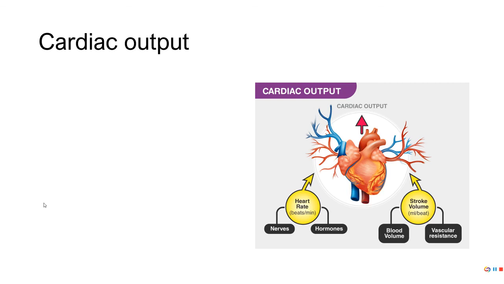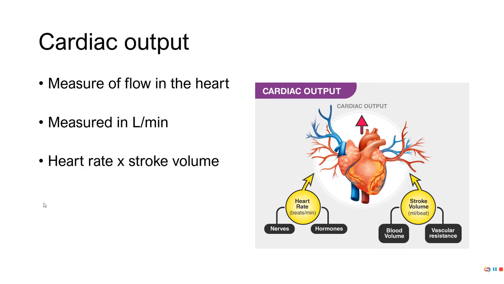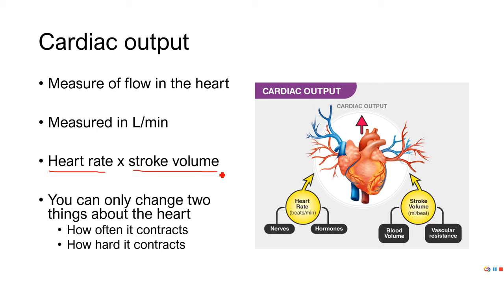So cardiac output. Hopefully you all are aware from your physiology class. It's just how much blood leaves the heart. It's flow, which is volume per time. So in this case, it's liters of blood per minute. Really easy to calculate: heart rate times stroke volume. Remember, you can only really change two things about the heart. You can change how often it contracts and how hard it contracts. You can either speed up, slow down, or have larger or smaller contractions. That's really all the heart does. Obviously it's more complicated than that, but that's kind of what we're looking at here.